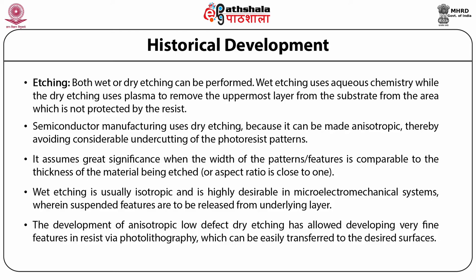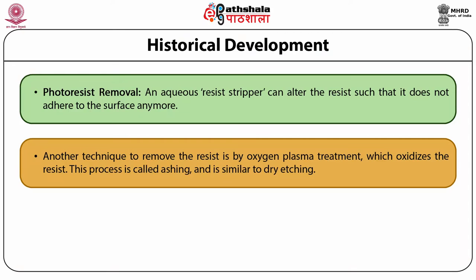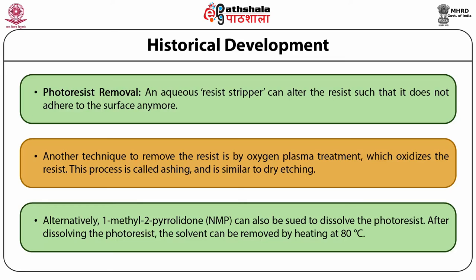Next is the photoresist removal. An aqueous resist stripper can alter the resist such that it does not adhere to the surface anymore. Another technique to remove the resist is by oxygen plasma treatment, which oxidizes the resist. This process is known as ashing and is similar to dry etching. Alternatively, 1-methyl-2-pyrrolidone, NMP, can be used to dissolve the photoresist. After dissolving the resist, the solvent can be removed by heating at 80 degrees Celsius.